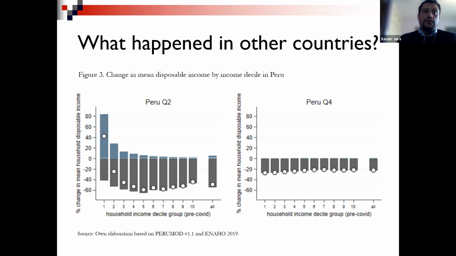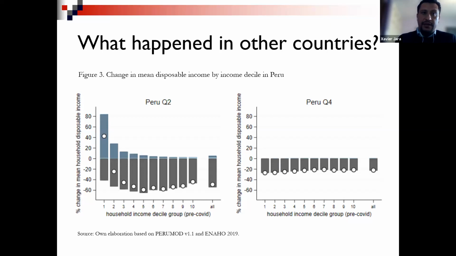The first thing we note if we concentrate on the left-hand side picture is that on average for the whole population, that's the last bar in the left-hand side picture, disposable income also falls around 43% in Peru. So the drop in mean disposable income in Peru and Ecuador is very similar, okay?